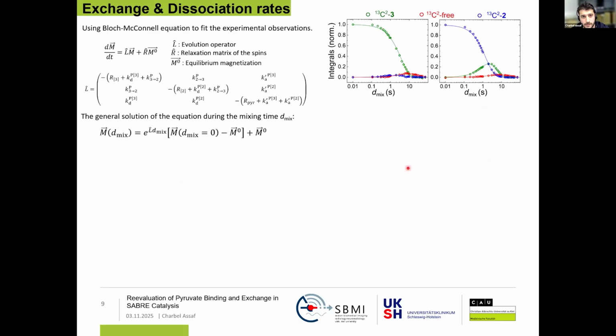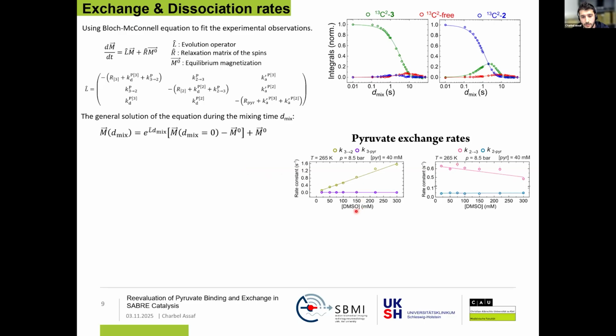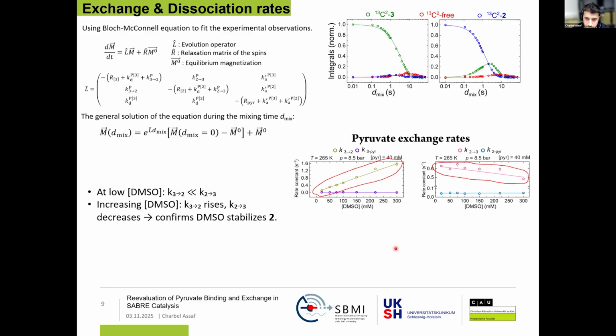So as we said, after applying SEP spin-up plus SABRE, we fit using the Bloch equations. And as we saw with the DMSO, we noticed that while increasing the DMSO concentration of the sample, we saw complex number 3 tend to switch binding faster to complex number 2 before its complete dissociation. And at high DMSO concentration, we have more stabilization of complex number 2.